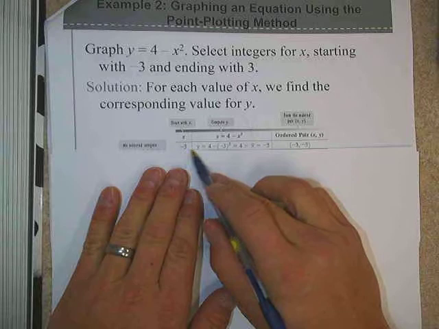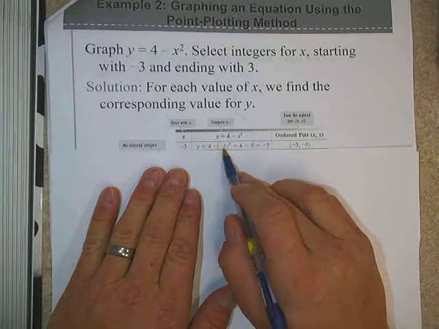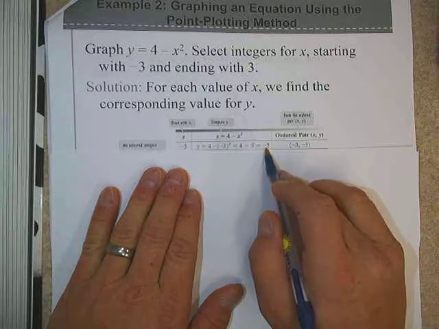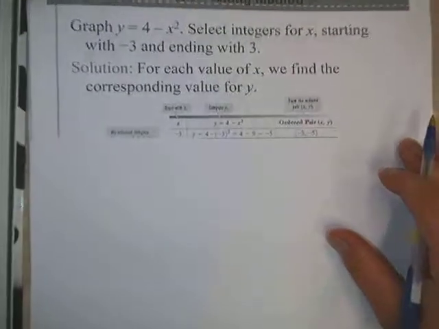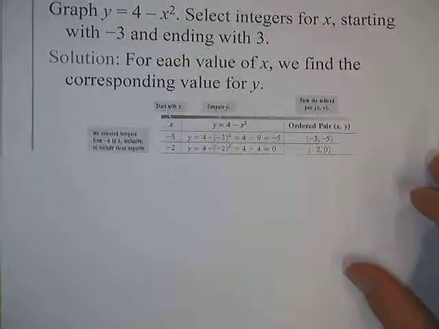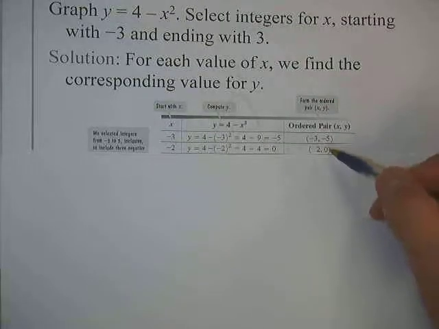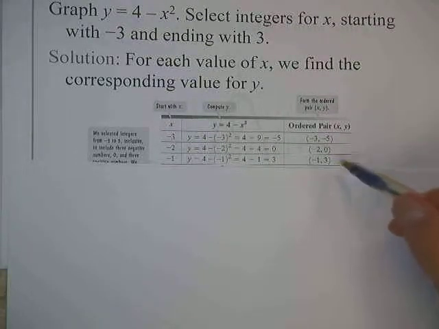Okay. So for each x value, we'll find the corresponding y. So we'll plug the -3 into our equation. 4 minus -3 squared is 4 minus 9, which would give us -5. So we'd have one ordered pair that would make this sentence true. It would be (-3, -5).